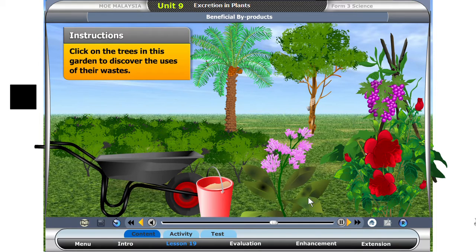Apart from oxygen, carbon dioxide, and water, plants also excrete other byproducts such as oils and minerals. Some of these byproducts are useful to us. They are used to make tires, ink, varnish, and perfumes. Some even have medicinal properties. Click on the trees in this garden to discover the uses of their wastes.